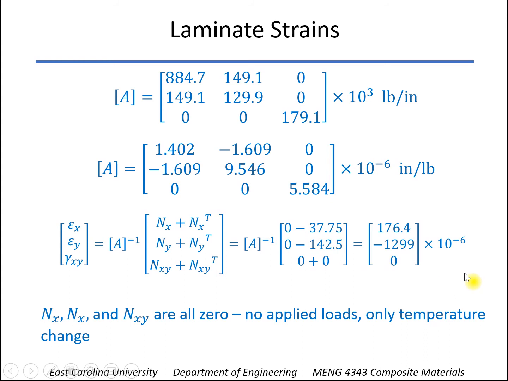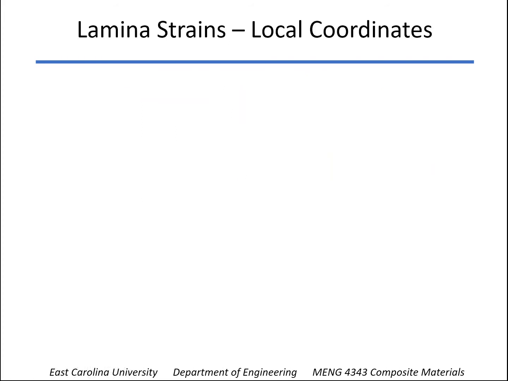And so here are the strains, the laminate strains. And notice a couple of things out of there. With this negative temperature change, we actually have a positive epsilon x and a very large epsilon y that's negative. Now that would be in the direction we expected it to be. That is, a negative temperature change results in shrinking in the y direction, but actually expansion in the x direction. We'll get into that in just a little bit more.